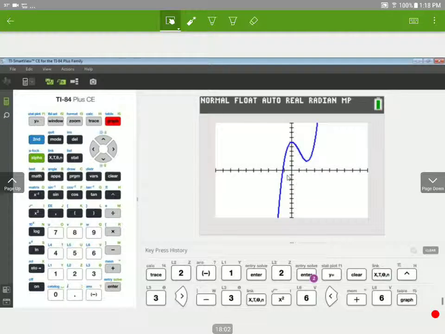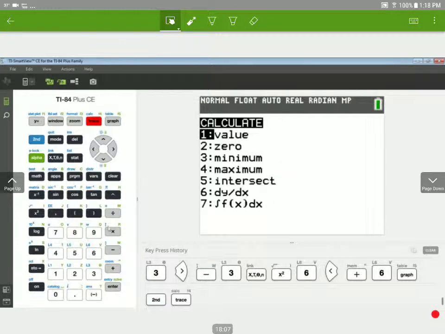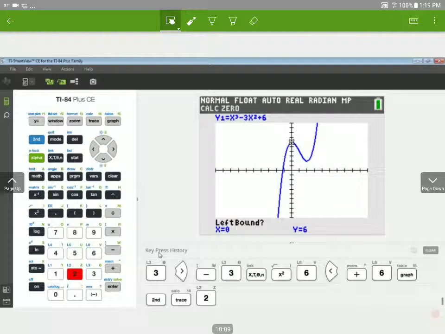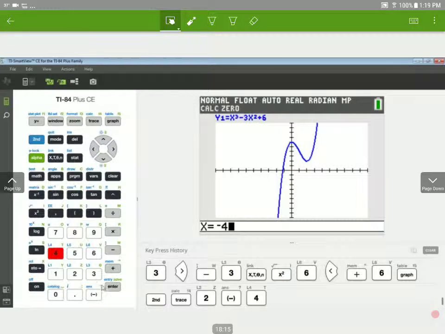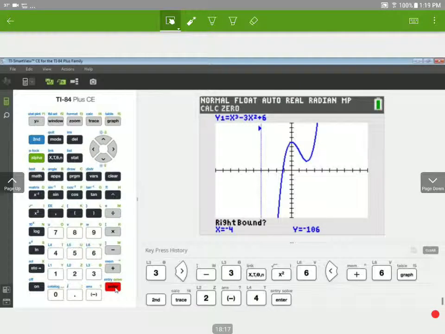How do we find this 0? Second trace. 0. Okay, pick something to the left. Negative 4. Sounds great. Pick something to the right. 1. Sounds great. We had a lot more leeway with this one. Even though it's the only one, you still got to give it a range. All right, so it says guess. Hit enter, and we get negative 1.20. Cool?